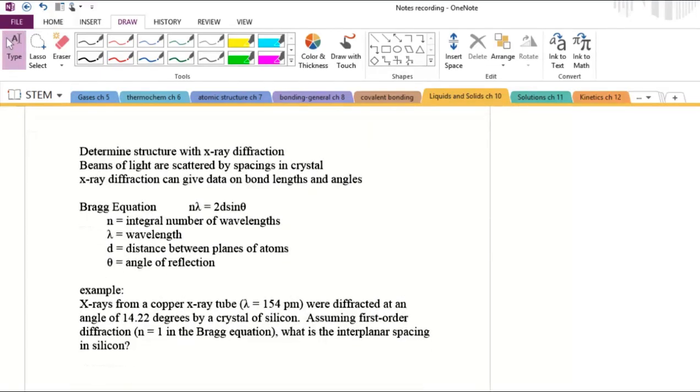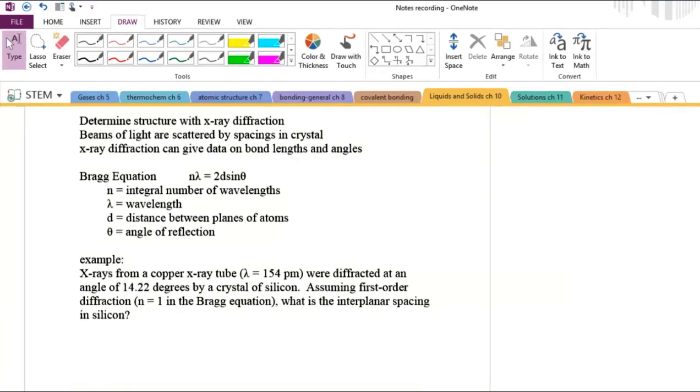Now we can determine the structure with something called X-ray diffraction. That is the way beams of light are scattered by the crystal. And we do that with our Bragg equation. N, the integral number of wavelengths, lambda, wavelength, d, distance between planes of atoms, and theta, the angle of reflection.